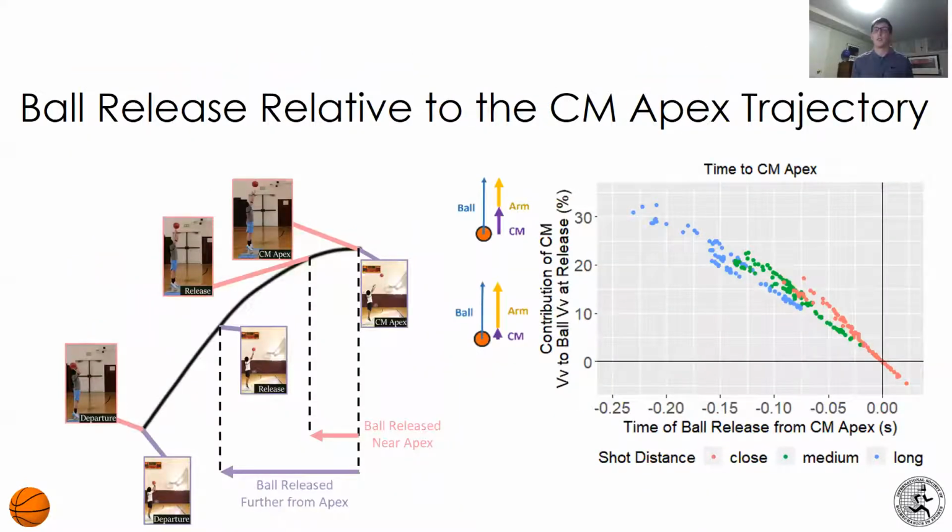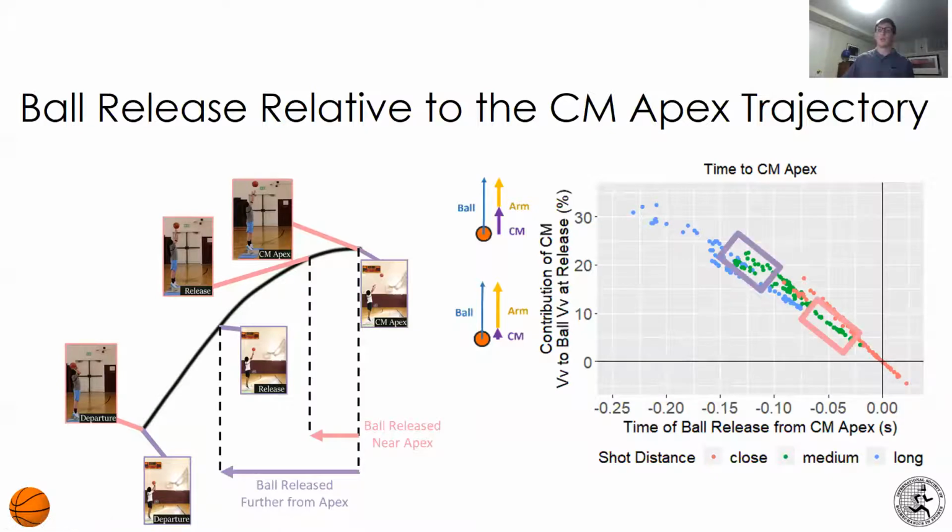If we look at the time of the ball release relative to the center of mass apex trajectory, we find this nice linear relationship across all distances. So what we see is, on the left-hand side of the graph, when the ball is released further from the center of mass apex, earlier in the jump, the shooter will have a greater contribution of the ball vertical velocity coming from the center of mass. Now, if they were to wait until they got closer to the center of mass apex, they would then have less of the contribution coming from the center of mass vertical velocity.